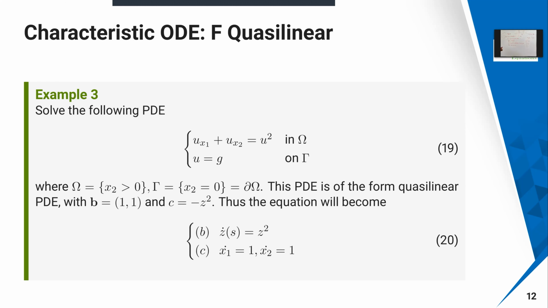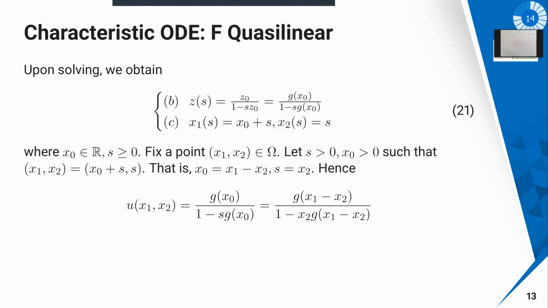So what is the solution for this problem that we have to find? You have z of s, you have to solve this one. So dz by z square equal to 1. And you have here x dot equal to 1, so x dot equal to 1 means dx by ds equal to 1. So you are going to get x equal to s plus some constant. This is a simple one.